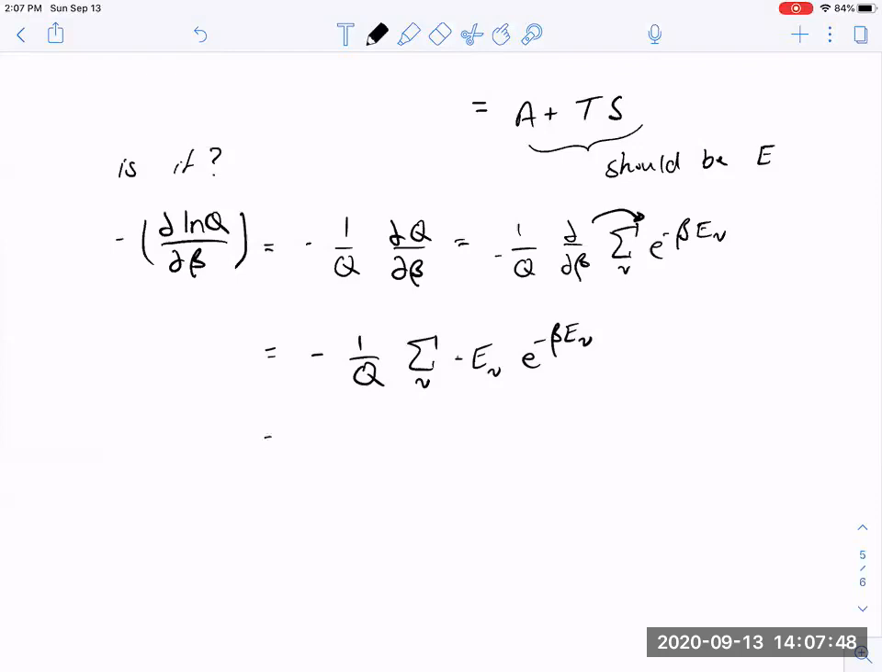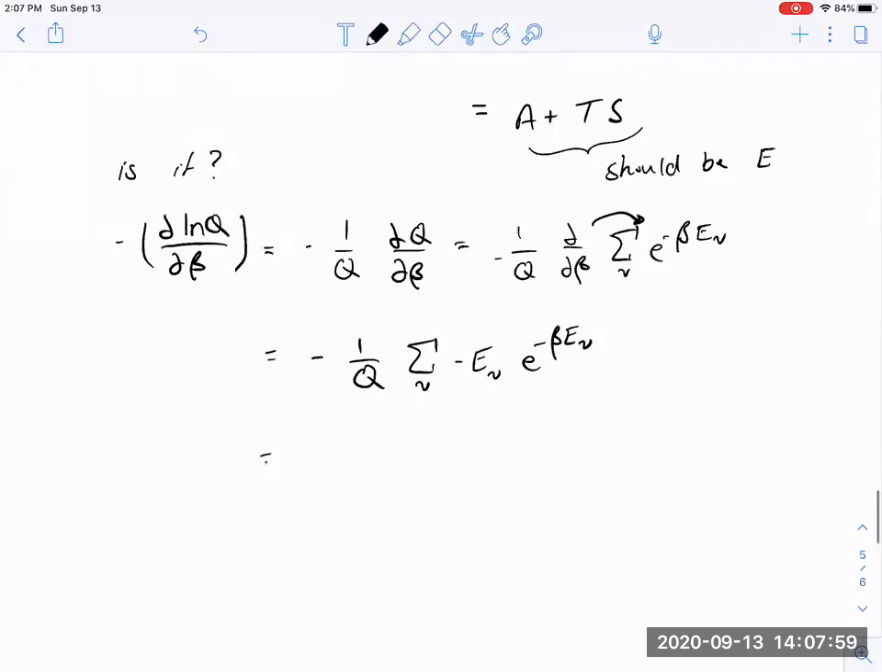Those minus signs cancel. Q is a constant, I can bring it inside the sum. So I have a sum over states, the energy of the states. If I bring Q inside the sum, I have e to the minus beta, the energy over Q. That's the probability of the state. So indeed, taking the derivative of log of Q with respect to minus beta gives me an expression for the average value of the energy arrived at by summing over all possible values of the energy weighted by their probabilities. So we'll denote those averages with those angle brackets.